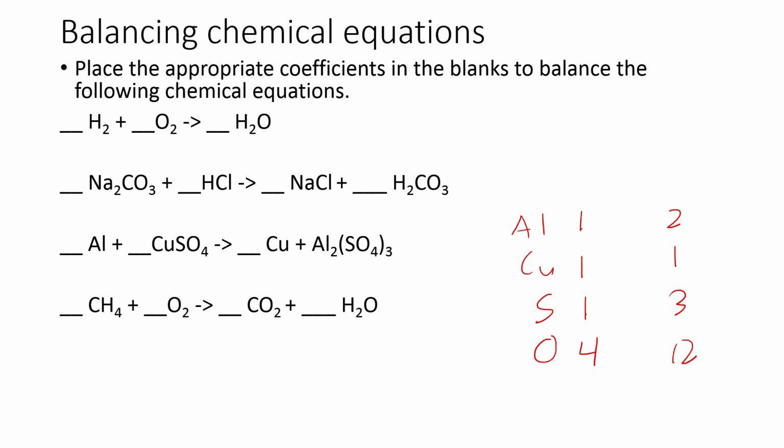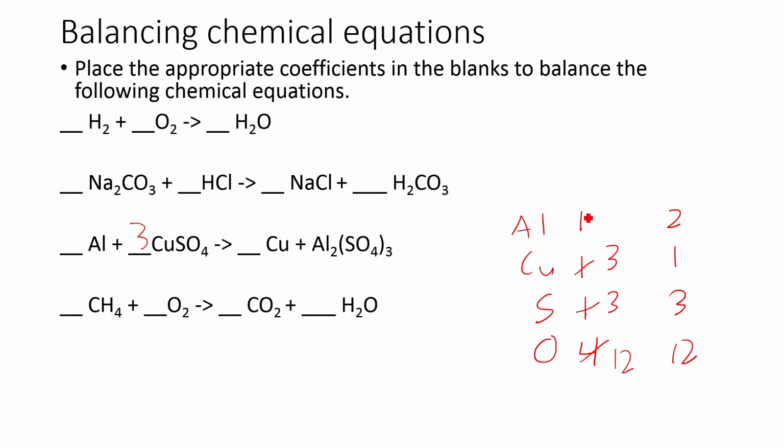I'm instead going to go to my sulfur first, because I know I can easily adjust the aluminum and copper at the end. So if I go to my sulfurs, because those are part of 2 compounds and neither are by themselves, you'll notice on the left I have 1 sulfur, but on the right I have 3. So I'm going to put a 3 in front of my copper sulfate, and that is going to give me on the left 3 coppers, 3 sulfurs, and 12 oxygens. You'll notice both the sulfurs and oxygens are now balanced.